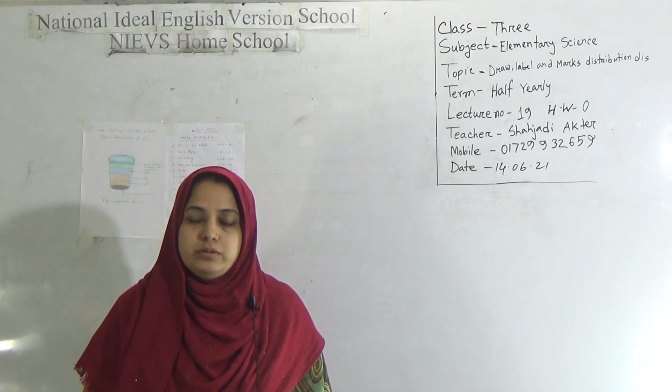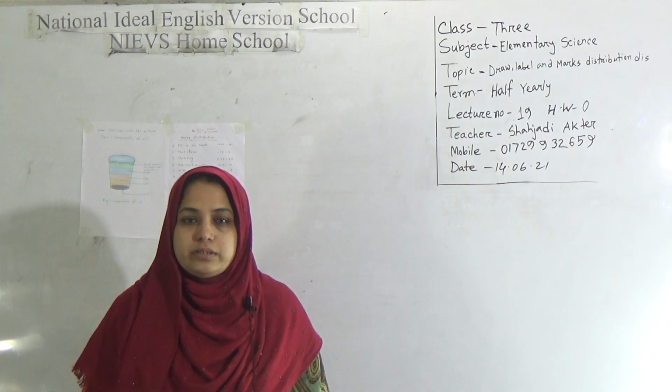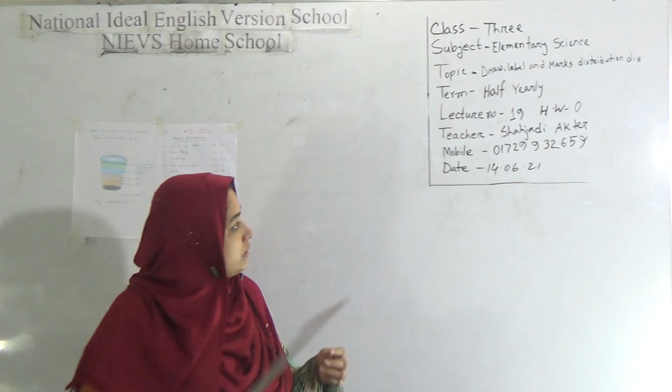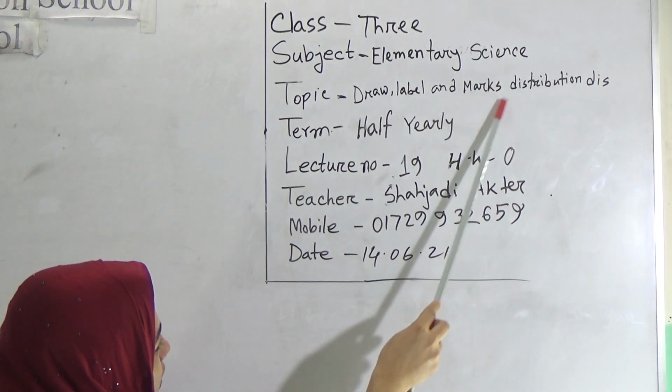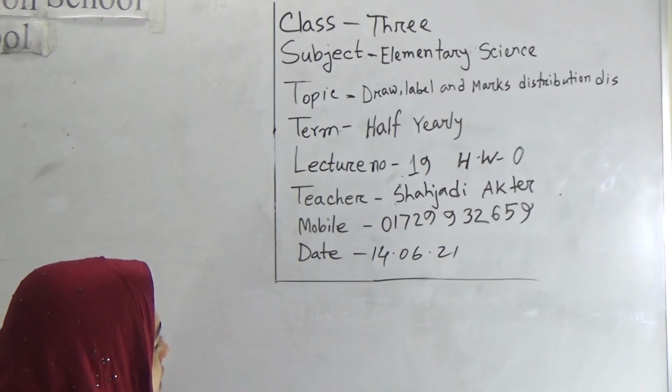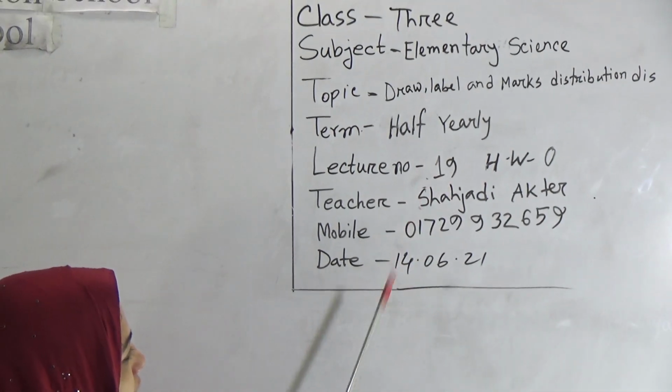Today, I am going to take an elementary science class for class 3 students. Dear students, our today's topic is draw, label and color the picture, and marks distribution discussion. Our today's lecture number is 19. My dear students, let's start our class.